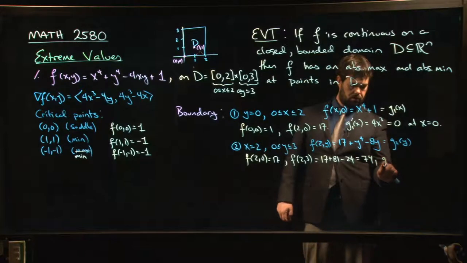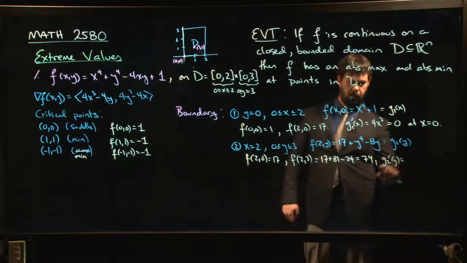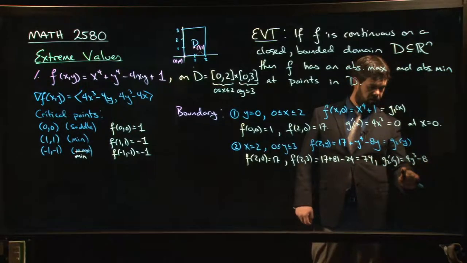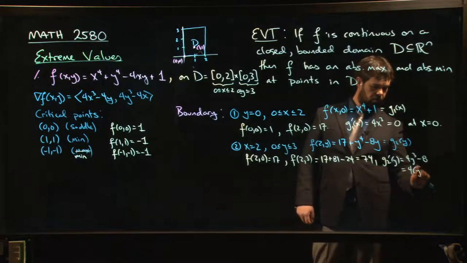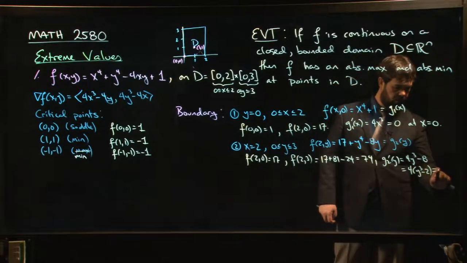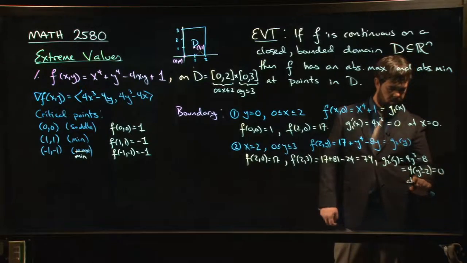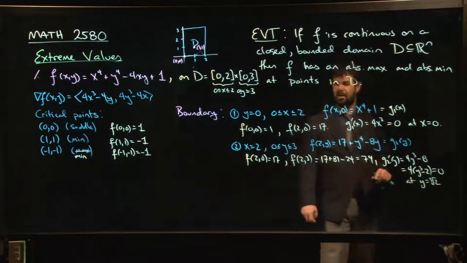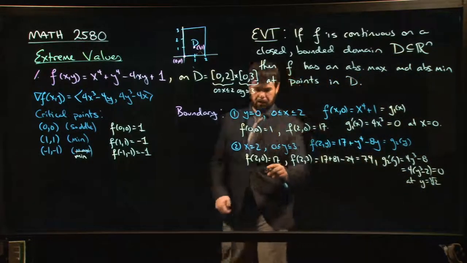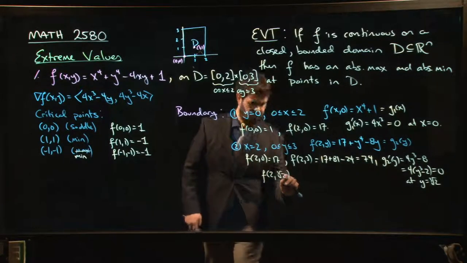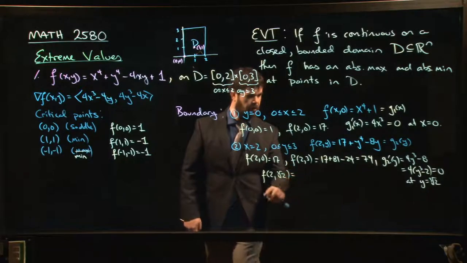And g2 prime of y, what do we get? We get 4y cubed minus 8. Oh, this time we're actually going to get some critical points, right? We're going to get 4 times (y cubed minus 2), and this is equal to 0 when y is equal to the cube root of 2. Ha! So, one more point to check. F at 2 and the cube root of 2. Sounds like fun, right? What do we get there? We're going to get 17.